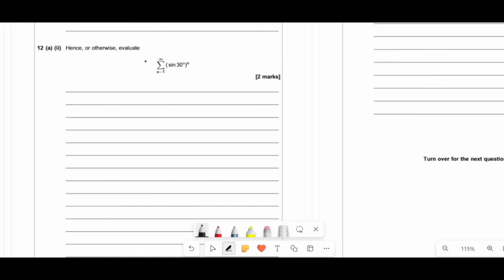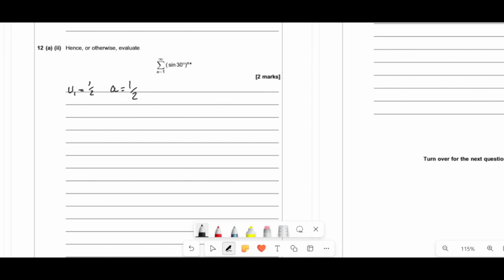So now it says, hence or otherwise, evaluate the sum of sine 30 to the power of n, all the way to infinity. So it's asking for the sum to infinity of this thing here. First of all, we need to figure out what our first term is. The first term is going to be sine 30, which is a half. So then a has to be a half.